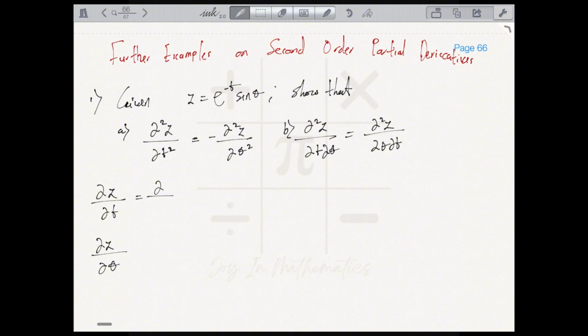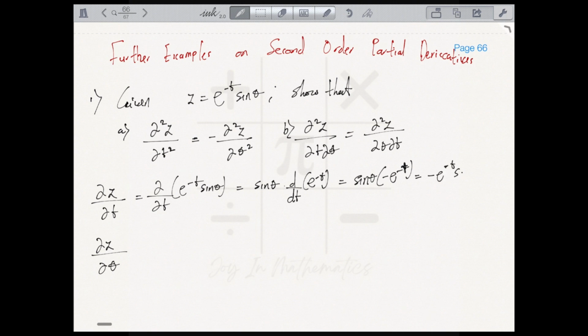So that's ∂/∂t of e^(-t) sin θ, and since we are differentiating partially with respect to t, our θ is kept constant, and that is sin θ with full differentiation of e^(-t). Differentiating this, we have sin θ of minus e^(-t), according to our rule of differentiation of e^(at), and we have minus e^(-t) sin θ.